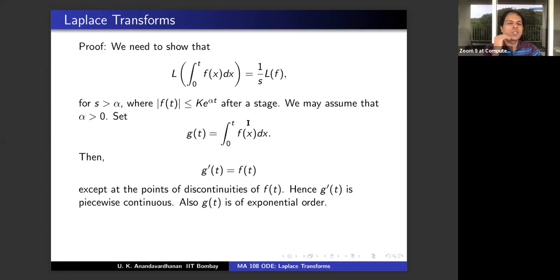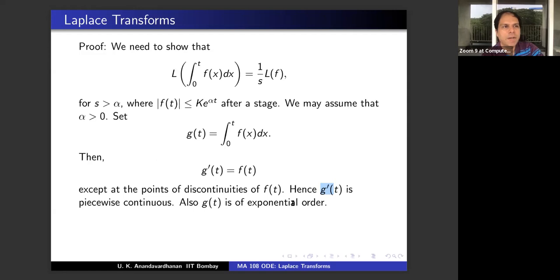Why is g of t of exponential order? Because that is what I made the remark. You should prove that if f is of exponential order, the integral of f is automatically of exponential order. Therefore, g of t is of exponential order. Can we apply the previous theorem to g of t now? g of t is continuous. g of t is differentiable. g of t is of exponential order. And g prime of t is piecewise continuous. That is enough to apply the previous result to g, right? Agree? So what will be L of g prime?